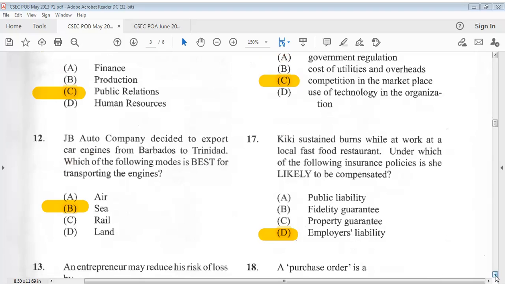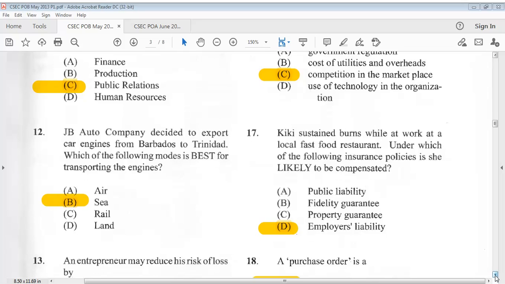17 says, Kiki sustained burns while at work at a local fast food restaurant. Under which of the following insurance policy is she likely to be compensated? Is it A, public liability, B, fidelity guarantee, C, property guarantee, or D, employer's liability? We know it would be D, employer's liability.